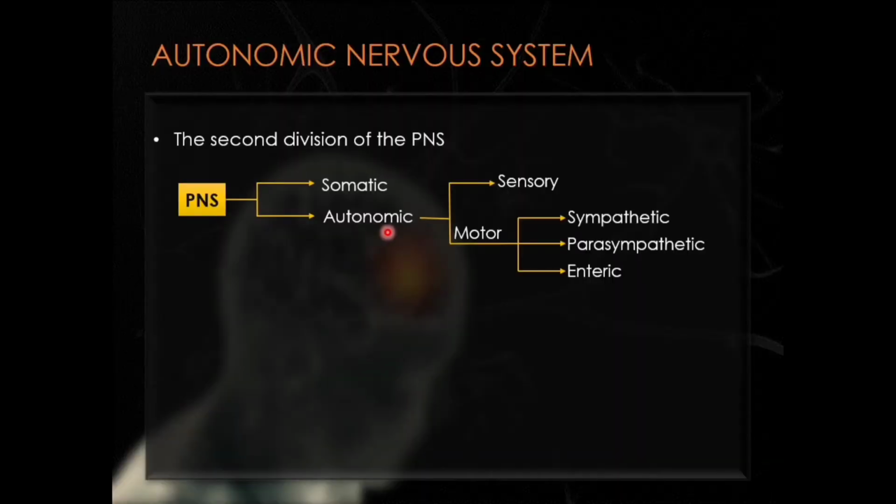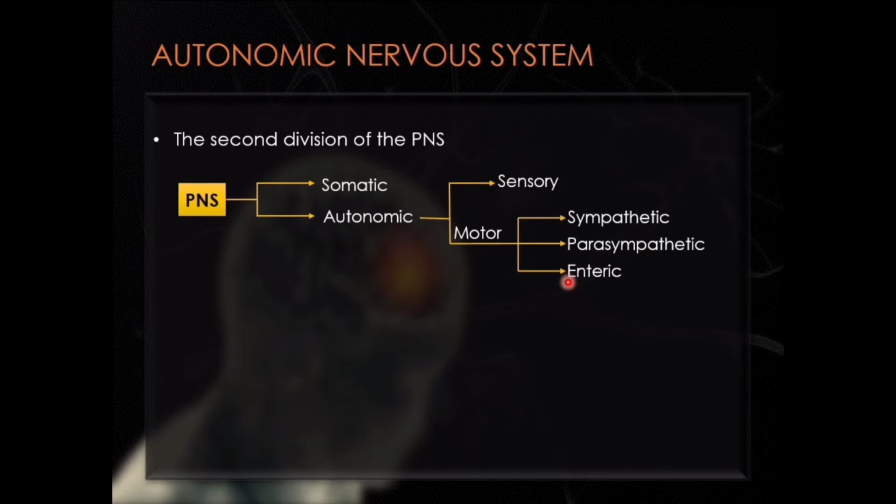Previously, we discussed the somatic nervous system, which consists of two divisions: the sensory division and the motor division. In the same way, the autonomic nervous system also consists of sensory and motor divisions. But in the case of the autonomic nervous system, the motor division is further subdivided into three: the sympathetic, parasympathetic, and enteric nervous system.